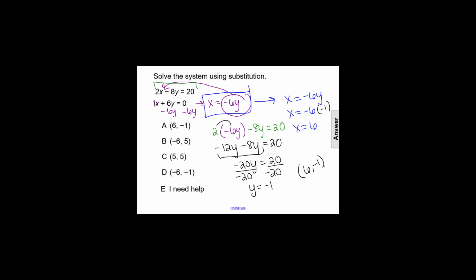You could check this. You could substitute in the values of 6 and negative 1 into both of the original equations and make sure they give you true statements. They do. So that is our final answer, making it 6, negative 1, choice A.